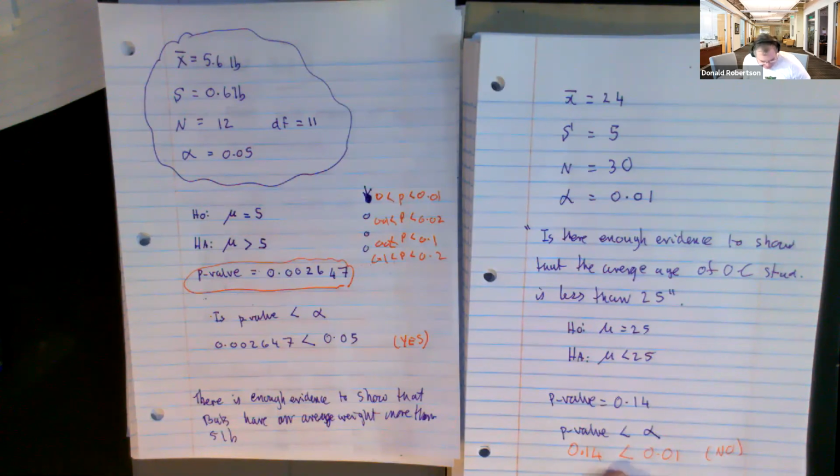So a big p-value just means bigger than alpha, right? I mean, that's a pretty small number, right? But it's bigger than alpha. That's all it needs to be.